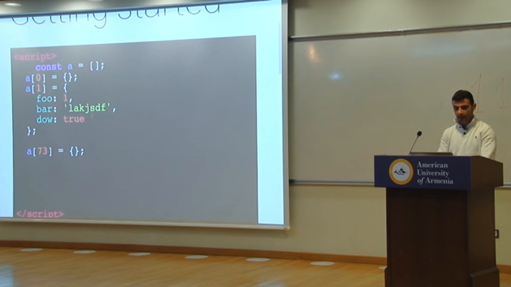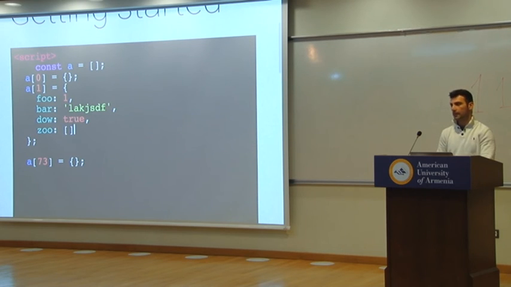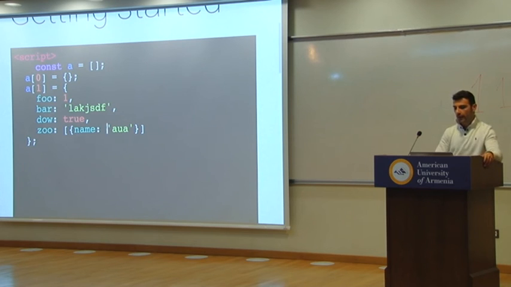Okay, so then tell me this. Suppose I now had in this object a zoo that referred to an array. In this array, I had an object, and in that object, I had a name of AUA. How do I get AUA?